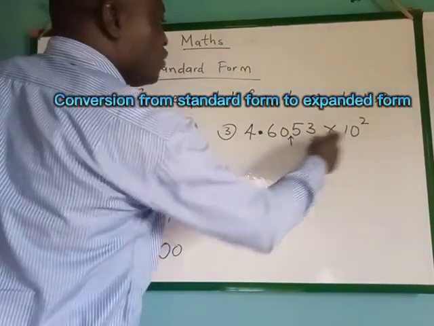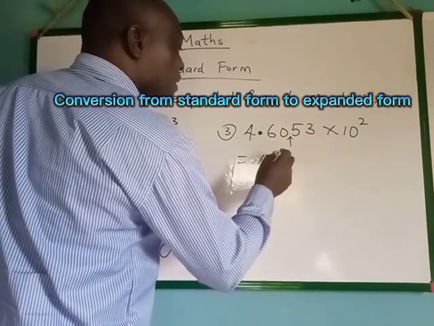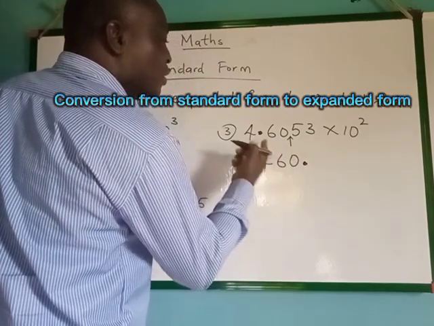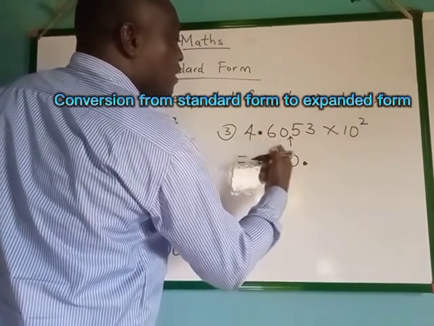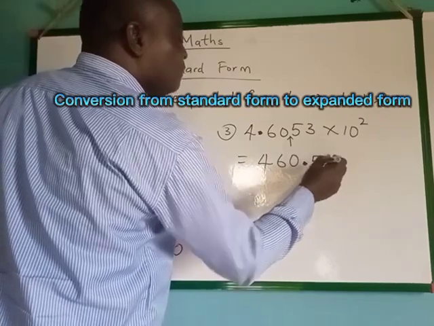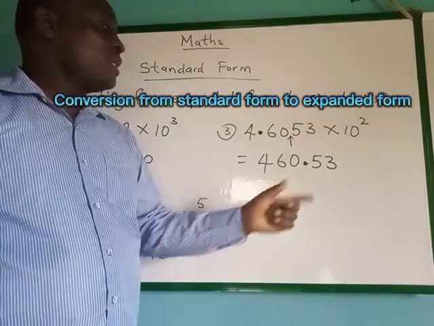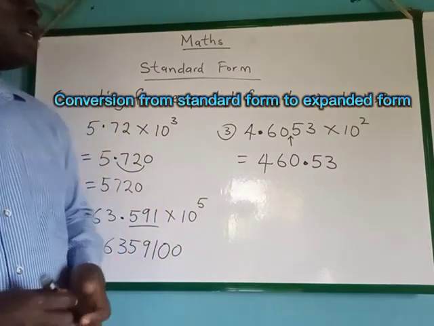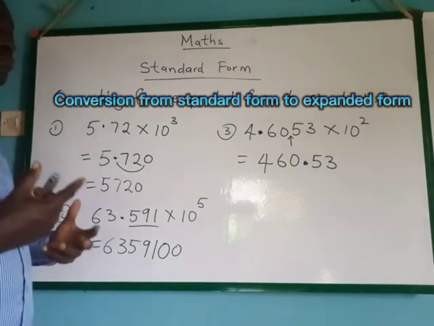So for me to change this number to expanded form, it will become 460 point, because that is where the point will be, since I'm moving only 2 places. That is the 2 places moved. Then I have my 53. So 4.6053 times 10 raised to power 2 is 460.53.